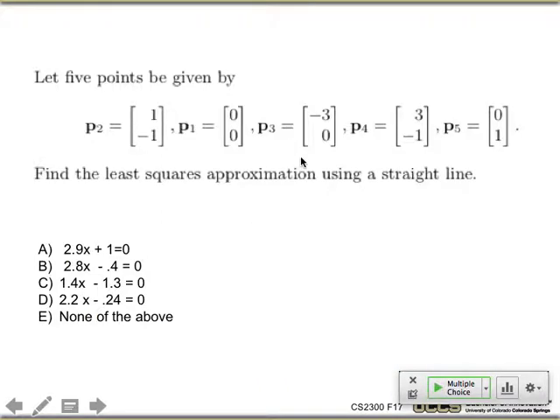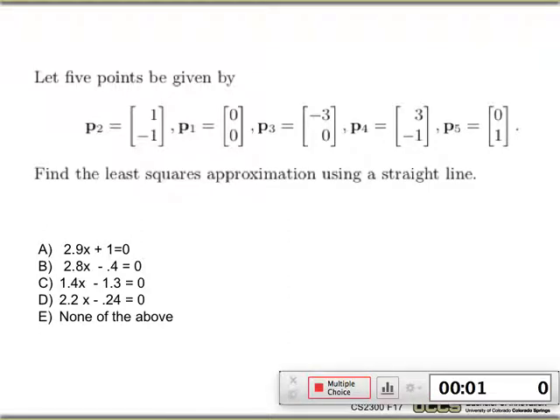Okay, we'll do one more of these. Given the 5 points, P1 through P5 here, find the least squares approximation using a straight line. I really want to make sure you know how to do this one. It'll drive your programming assignment.